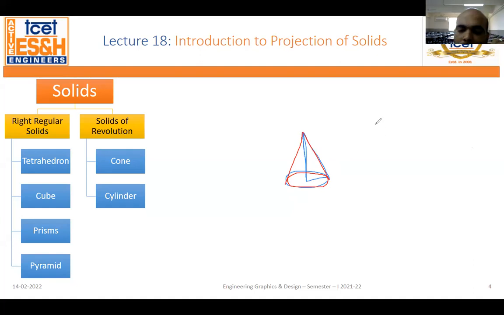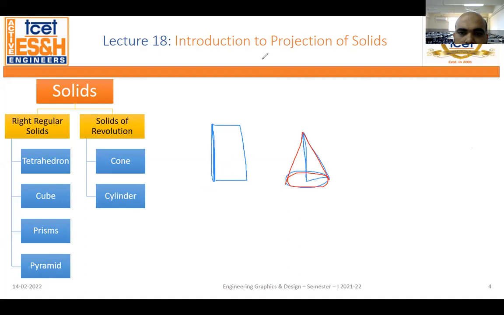So a right-angled triangle, if it is rotated about one of its sides as the axis, becomes a cone. Now coming to a cylinder. For a cylinder, we simply take a plane, and this plane is to be rotated about this point.